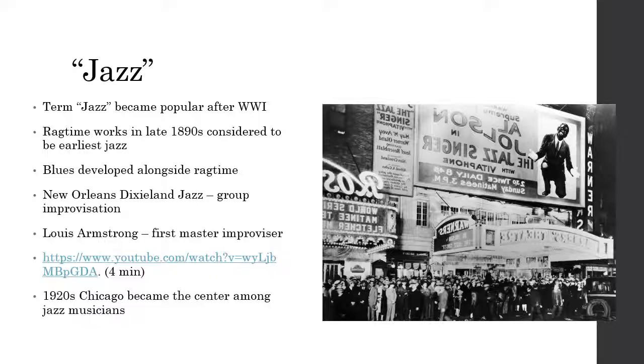The most iconic centers for jazz of this time period were New Orleans and Dixieland jazz, kind of a new improvisation style of music. Eventually, Chicago will become the center of jazz music moving forward.